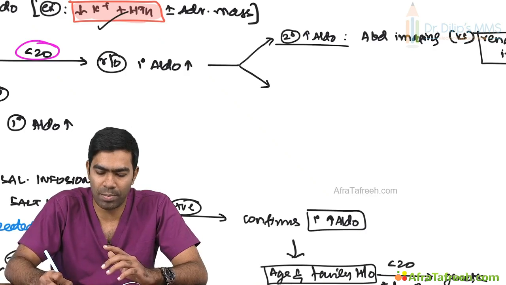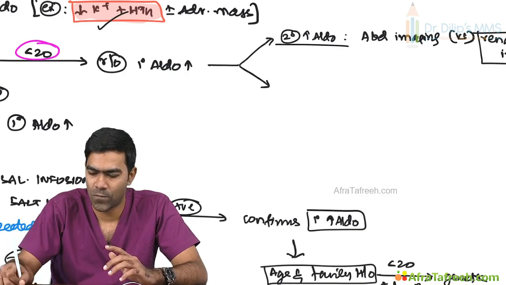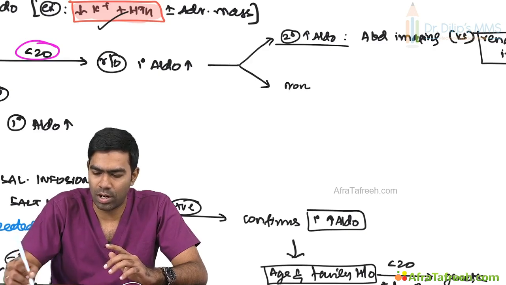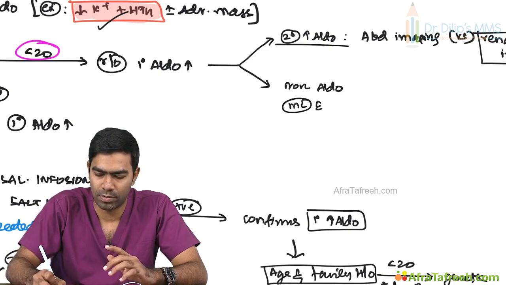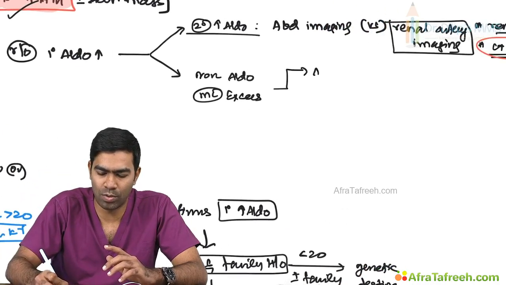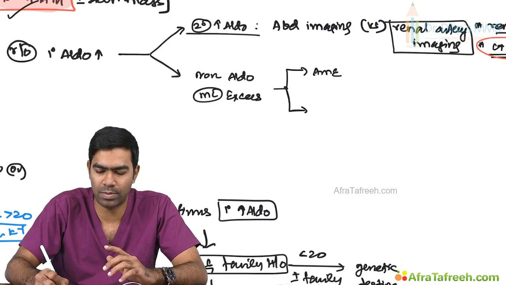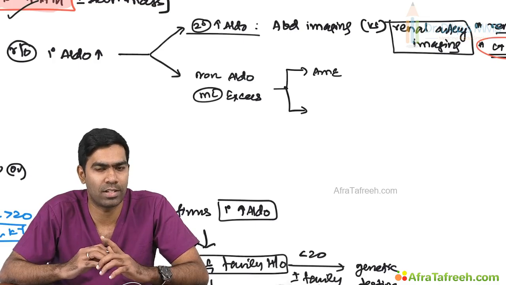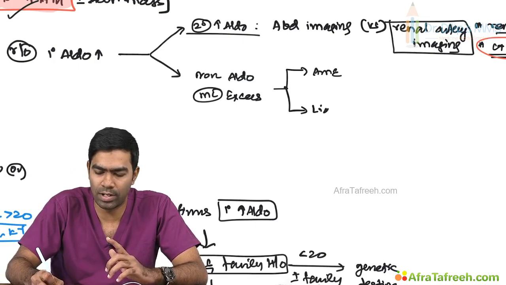Or it could be due to apparent mineralocorticoid excess versus Liddle syndrome. So which means I'm talking about non-aldosterone mineralocorticoid excess. So now you have two conditions as I told you. One, you have to rule out apparent mineralocorticoid excess, especially due to licorice ingestion or congenital 11-beta-HSD2 defect, or it could be due to Liddle syndrome.